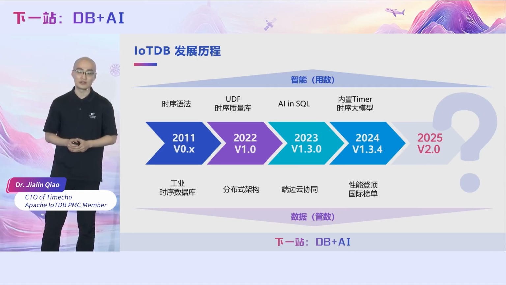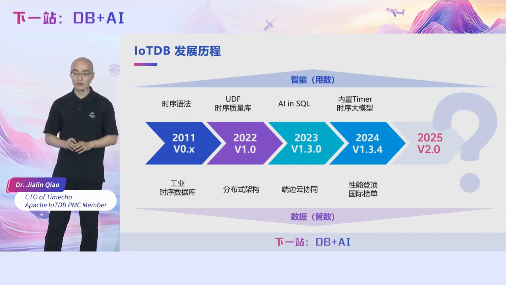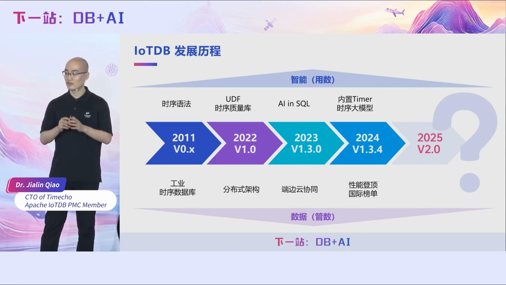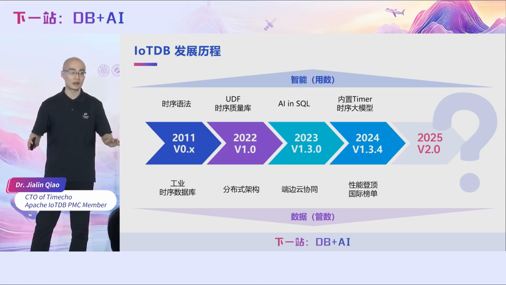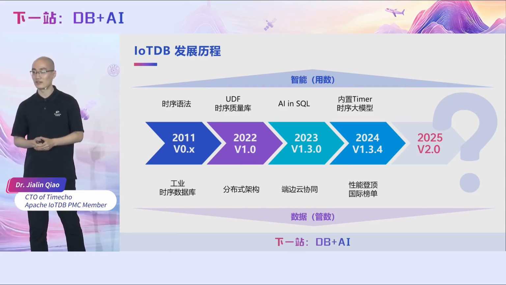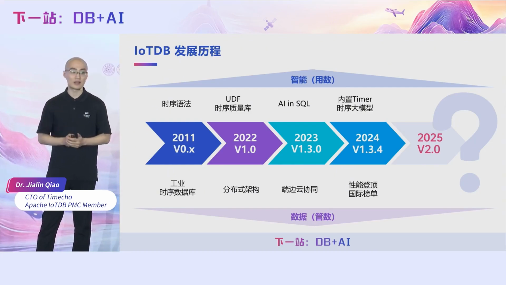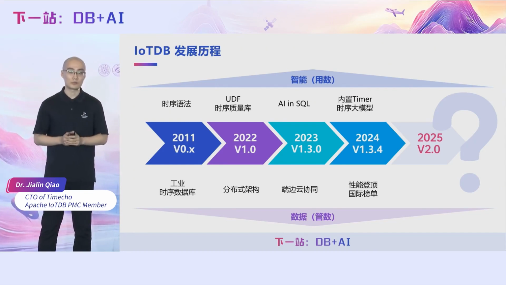The first aspect is data management, which is about managing the data itself. In terms of data management, we've gone from the earliest industrial relational databases to distributed architectures, then to the collaboration between end device, edge, and cloud, and by 2024, we've reached peak performance, topping international rankings. All of these efforts have revolved around managing data. So in the AI era, what new features or challenges has data management brought up?